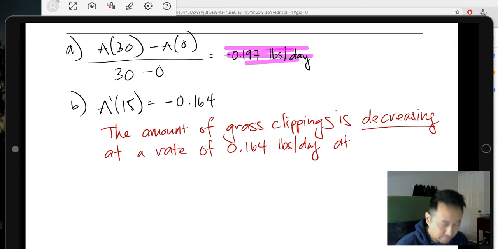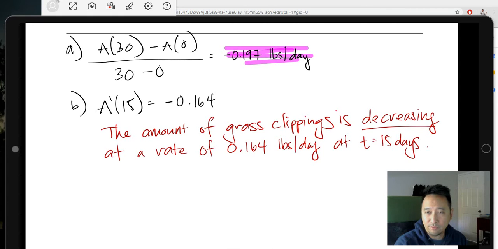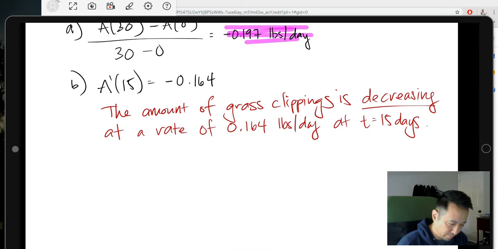at a specific day, what t equals 15 days, right? So that would be the interpretation of A prime of 15. Okay, so continue on to letter C.